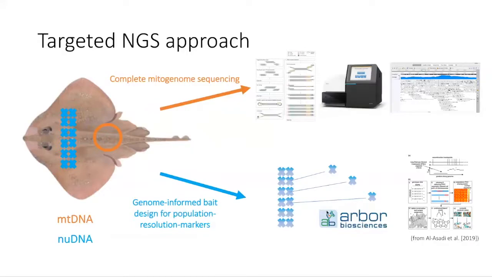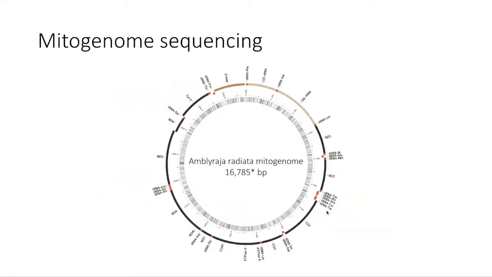Again, we are adopting a targeted next-gen approach. We've spoken about the outline for what we're going to be using the nuclear genome to do. But what I'll be talking to you about right now is some mitogenome-based results, and that's the upper arrow that you see here in this figure.